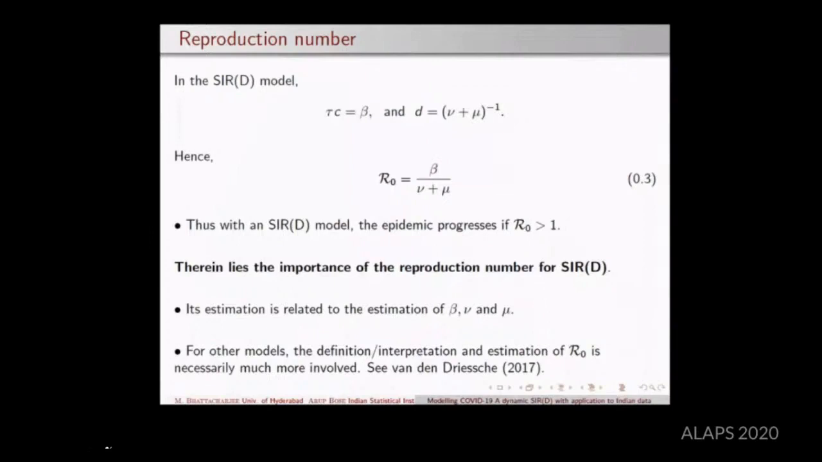So its estimation is related to the estimation of beta, mu, and nu because of equation 3. If I can estimate these three parameters, I can estimate the reproduction number. For other models, the definition, interpretation and estimates of R0 are necessarily much more involved. We have given you a very simple setup where we have related the reproduction number to the SIRD model. For other models, these definitions are much more involved. There are actually more than one definition of the reproduction number, and there's a very nice article by Van Risch in 2017 who explains many other models and many other definitions of reproduction number and their interpretations.